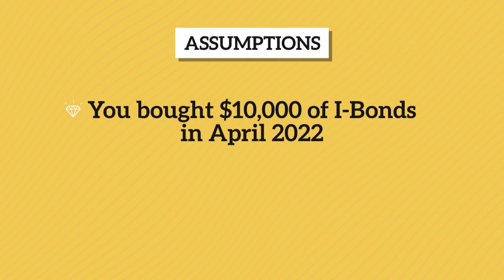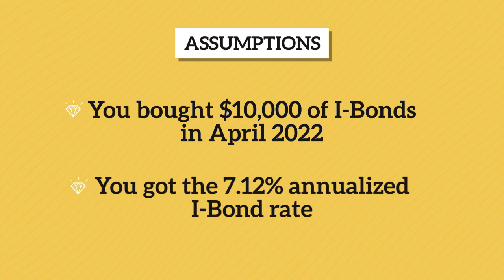Not life-changing, but over the past cycle or two, it has added a few cents or dollars here and there on what your I-bonds earn. As always, let's walk through an illustration because this is not straightforward by any means. Let's assume again that you bought $10,000 of I-bonds in April and you nabbed the 7.12% annualized I-bond rate.